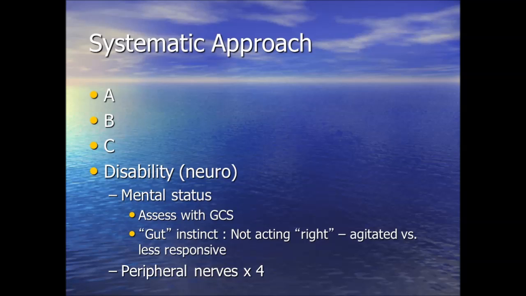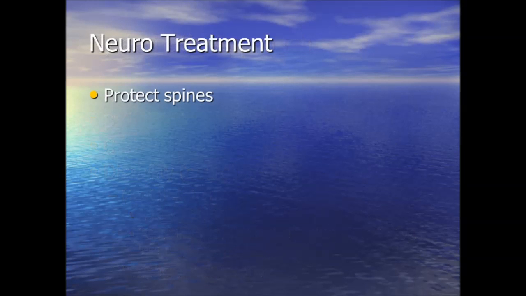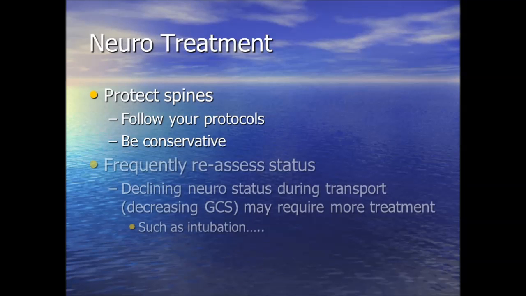So you want to make sure that they can move everything. Hey, can you wiggle your fingers? Wiggle your feet for me. You want to make sure that all the nerves are working from what you can see, and of course, protect the spine. So follow the protocols that we have, particularly for the C-spine. If they can't move their legs, you're definitely going to want a longboard.